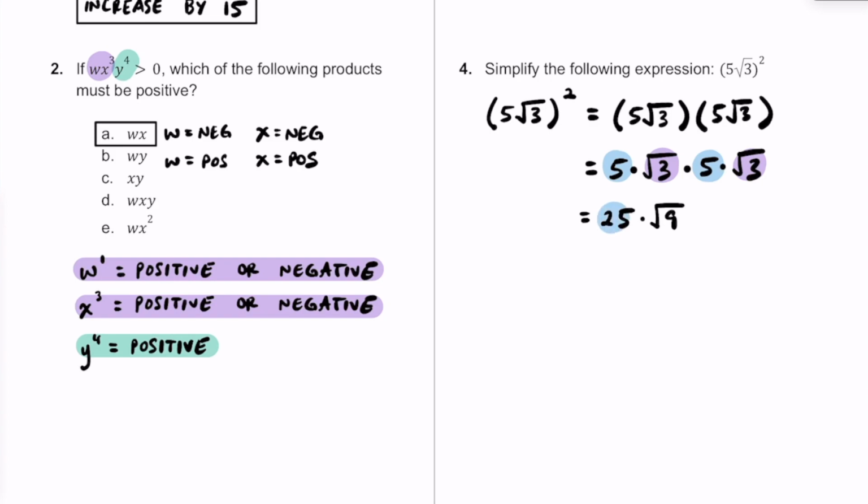So we have 5 times 5, that is where that 25 is. And then we have the root 3 times root 3, which is root 9. Now, this 25 is going to stay the same. That root 9, the square root of 9, is just 3. So 25 times 3, we can say, is 75. This would be the most simplified way to write that expression.